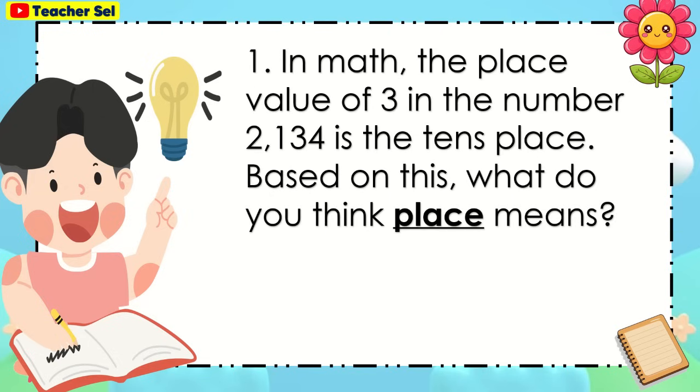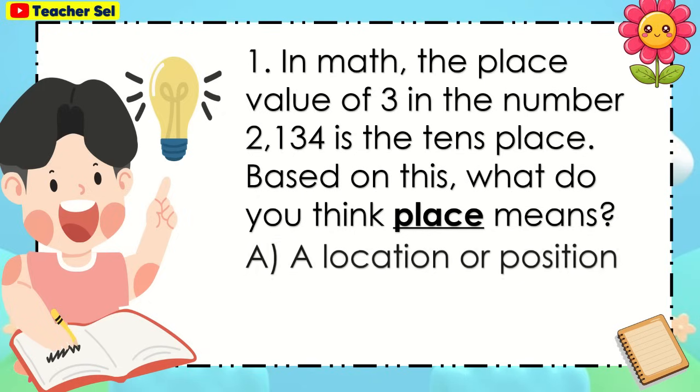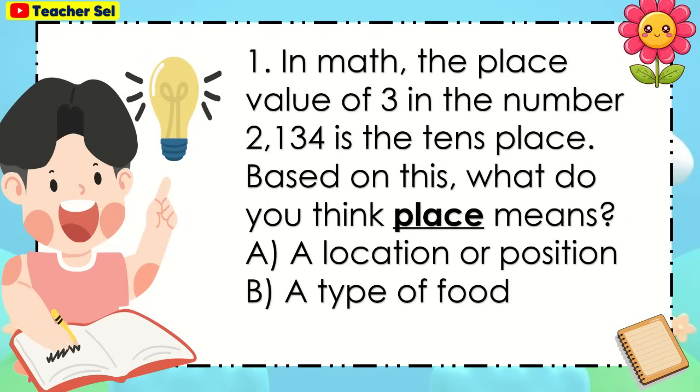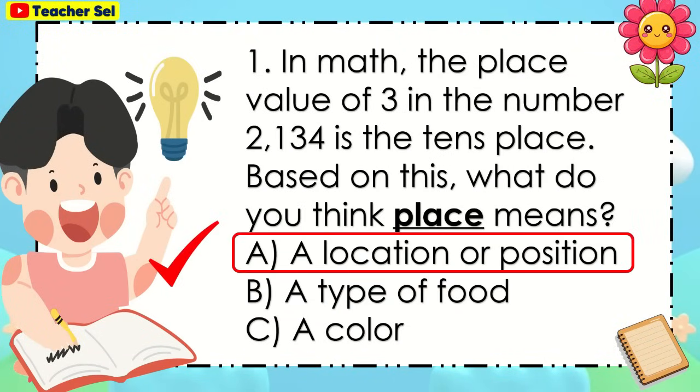In math, the place value of 3 in the number 2134 is the tens place. Based on this, what do you think place means? A, a location or position. B, a type of food. C, a color. You're right. The correct answer is letter A, a location or position.